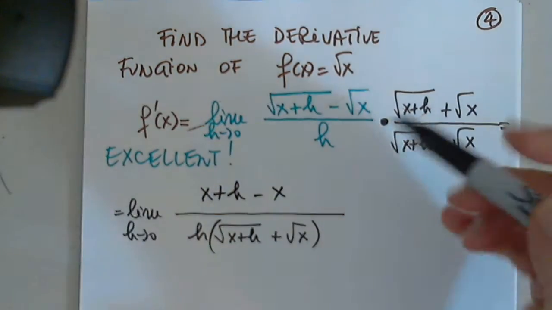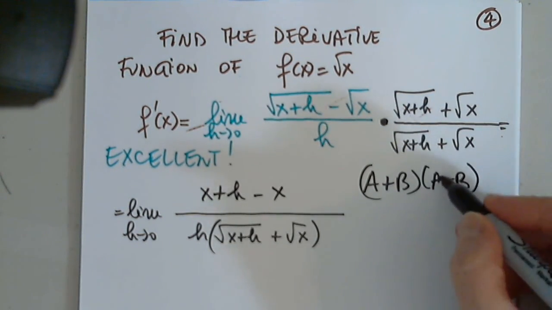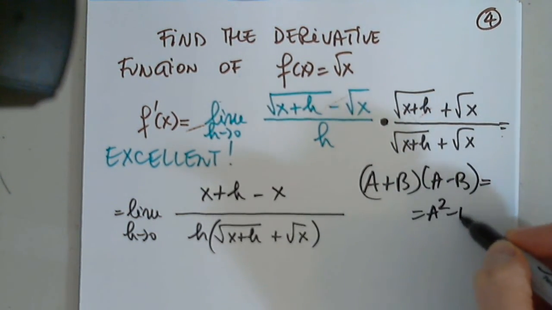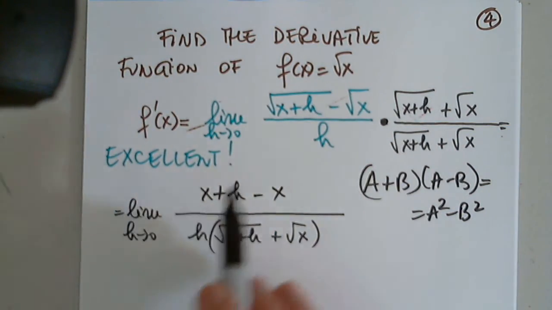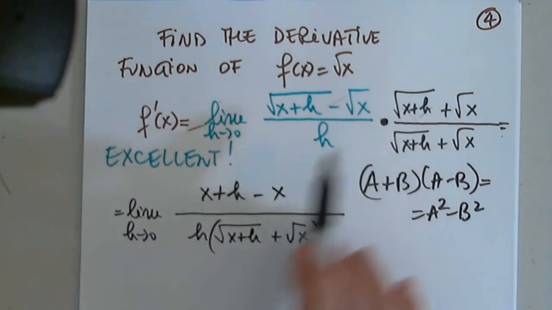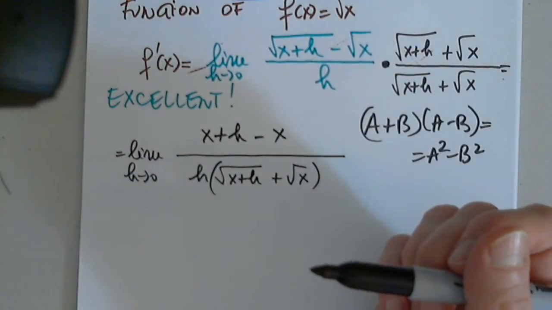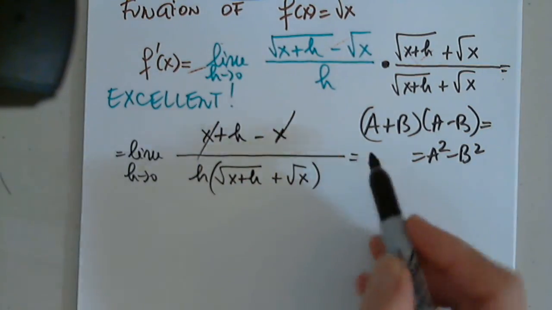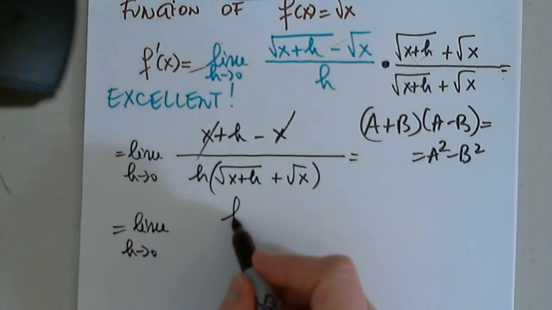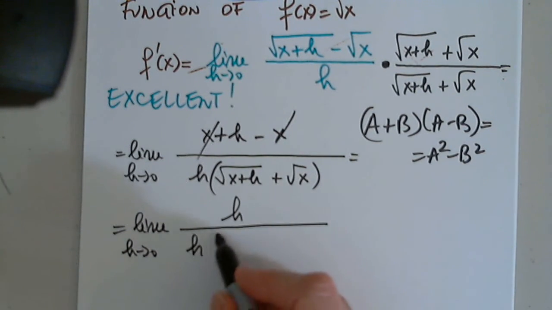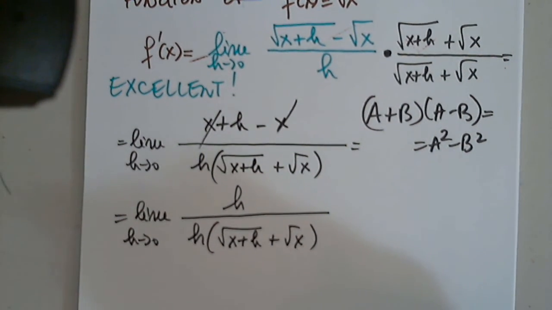Very good. So we are using the formula a plus b times a minus b to get a squared minus b squared. Good. Next step. I'm going to do the easy part. So then limit as h approaches 0, h in the numerator, h over the square root of x plus h plus the square root of x. Can anyone tell us what to do next?